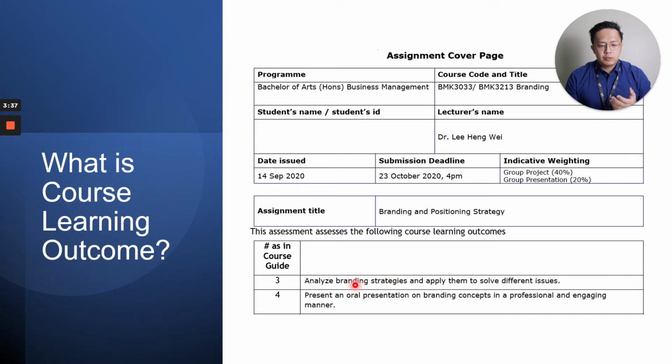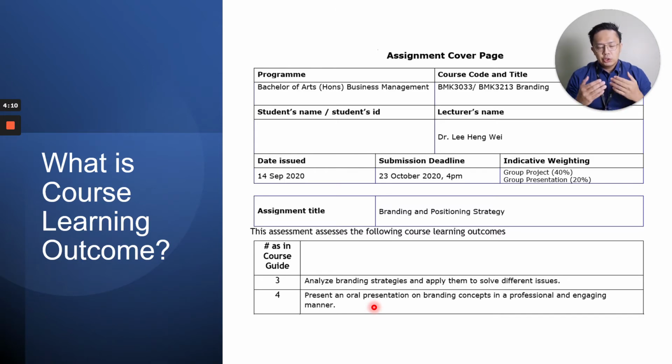So to achieve the first learning outcome, students basically will need to do a group project. So you can see that I'm using a group project to measure the achievement of this learning outcome. And similarly, the students are required to do a group presentation. Why? Because of the second learning outcome that is intended to be achieved through the assignment, which is to present an oral presentation. Okay, so you can see that when we communicate our learning outcome explicitly, the students will be able to know what type of assignment or assessment they're going to go through.